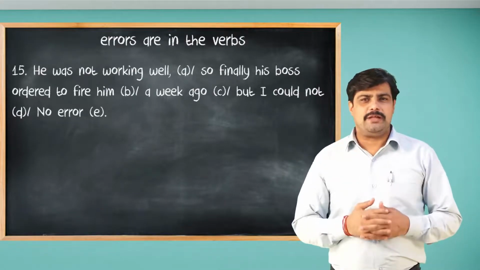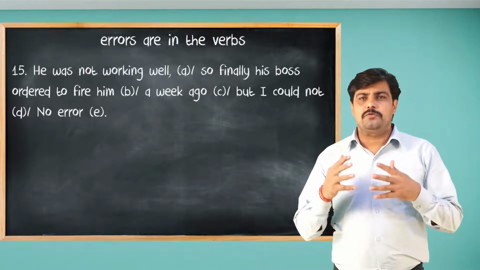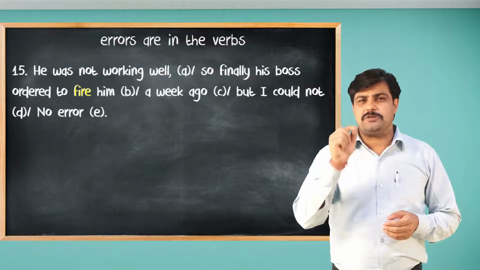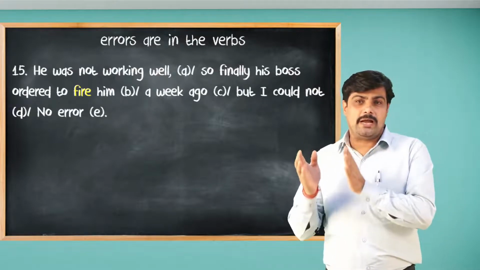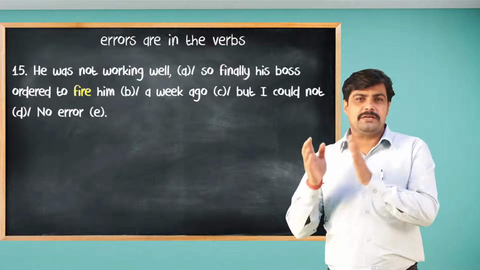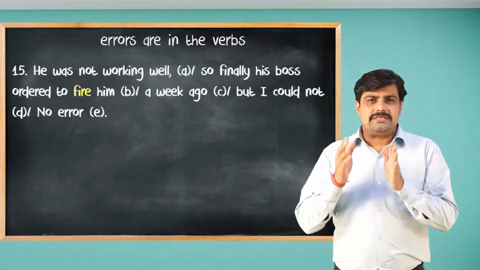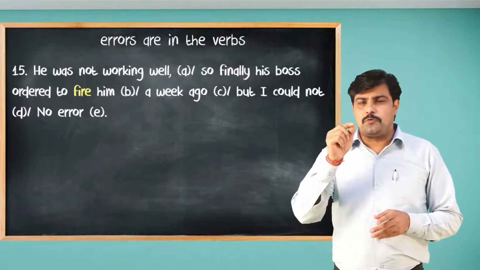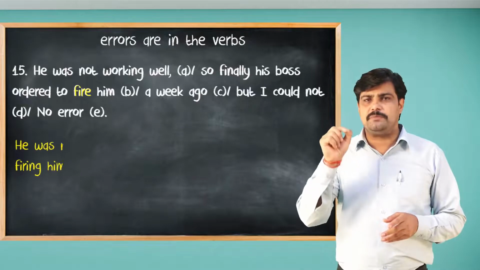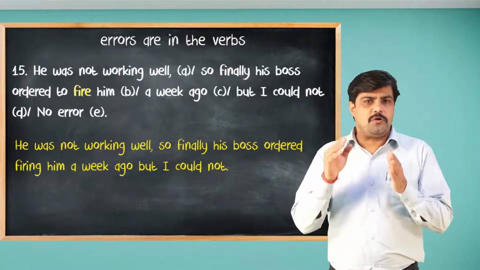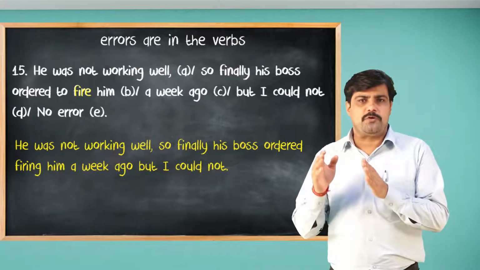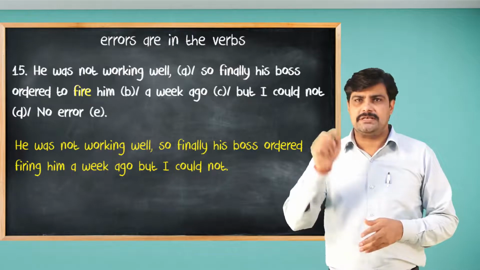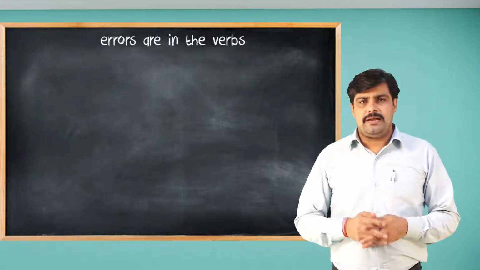He was not working well, so finally his boss ordered to fire him a week ago. In this sentence, part B is wrong because some verbs like order, allow, advise, forbid, permit, compel, require take a gerund in case there is no object after them. So to fire is wrong here. So it should be replaced by a gerund. He was not working well, so finally his boss ordered firing him a week ago, is the correct sentence now. Let's take another sentence.